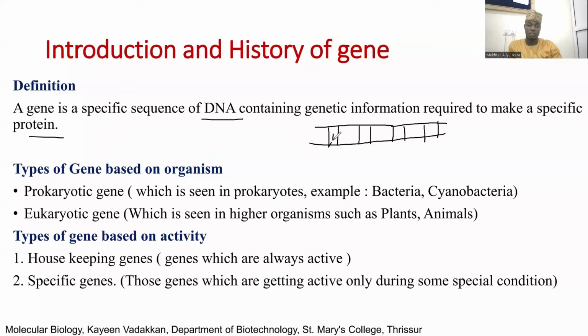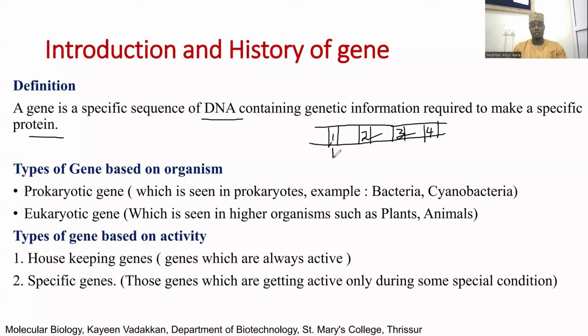Like for example, this one can be a gene, let's say gene 1, this one gene 2, and gene 3, and this one is gene 4. So all these genes, they are like a segment in the DNA, and each of the segments are responsible for producing a specific protein, and each of the specific proteins has its own biological activity. So let's say now this is gene 1.